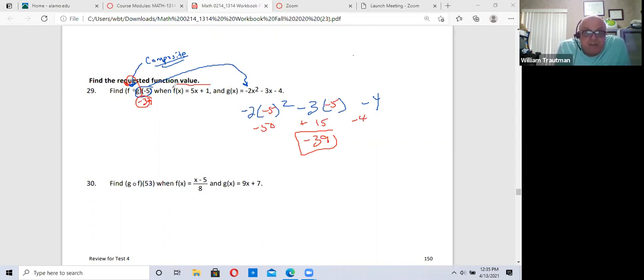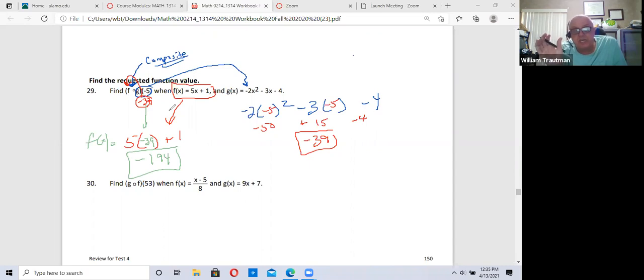So here's f: 5x plus 1. And you put that negative 39 in there. So 5 parentheses negative 39. Then when we have plus 1, I get negative 194. And that's my answer.